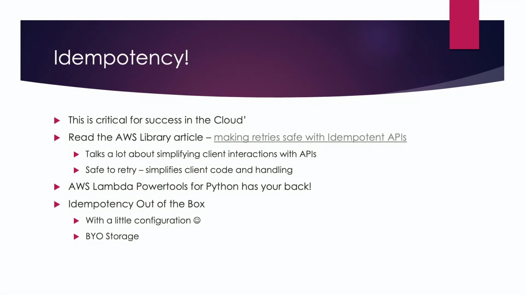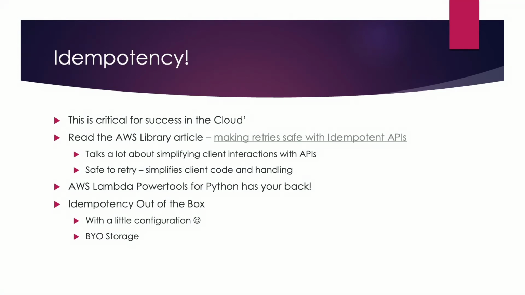It's not easy. I recommend going and reading this article from the AWS Builders' Library, Making Retries Safe with Idempotent APIs. Best article I've ever read about idempotency. I read that article when I was writing a blog about the PowerTools idempotency utility late last year, when I started blogging for community builders. But he talks really interestingly about idempotency as a method of simplifying client interactions with an API, simplifying client code.